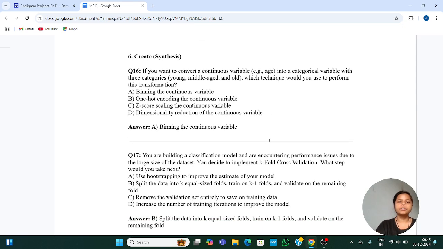The next question is, if you want to convert a continuous variable into a categorical variable with three categories: young, middle age, and old, which technique would you use to perform this transformation? The answer is binning the continuous variable.